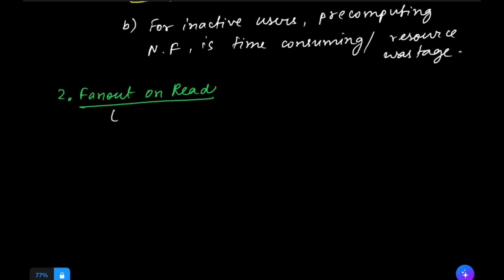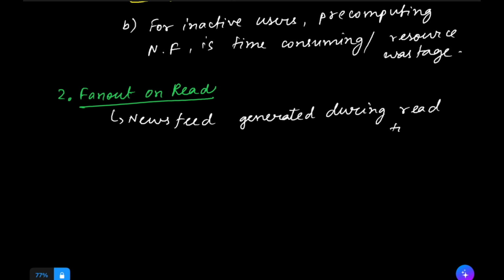So the newsfeed is generated during read time. So this is also termed as on-demand model.